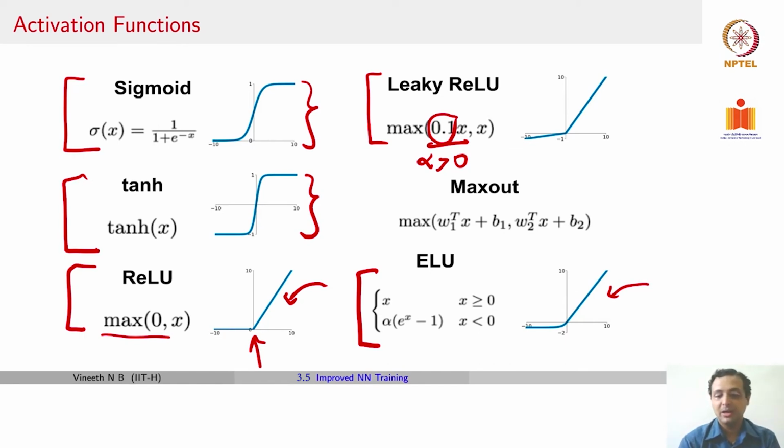which is given by, for any value greater than 0, it is x, just like what we saw for ReLU. But for the input values less than 0, we assume it to be alpha times e power x minus 1, which has a shape as you can see here. As you can see here, this now becomes a smooth continuous function with no discontinuities.